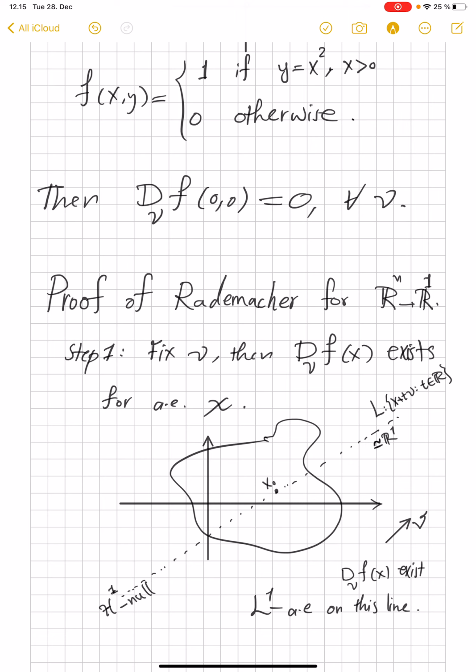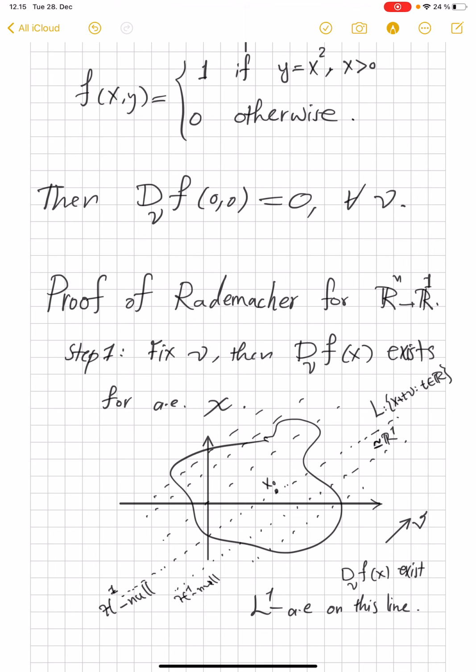What you do then is you draw another line. You move it parallel to that one. There is a new H1 null set, outside which the directional derivative exists. And then that is true for every other line. Now, every line has a null set of bad points.